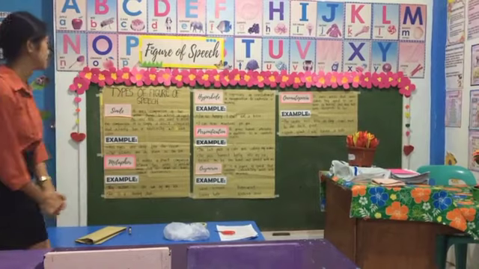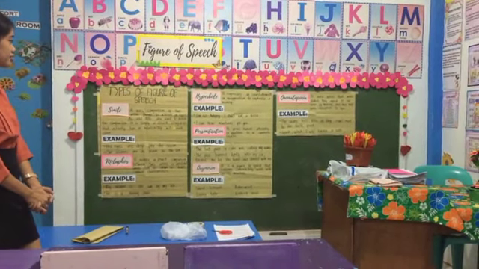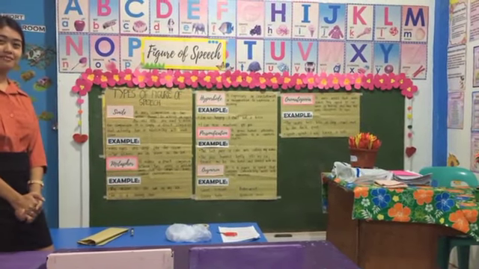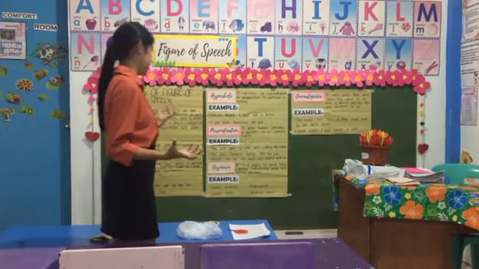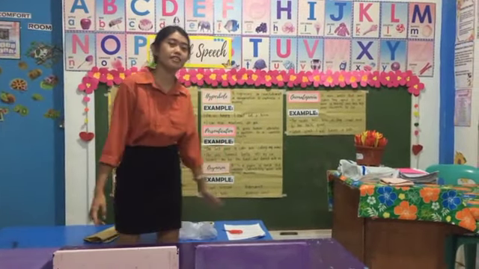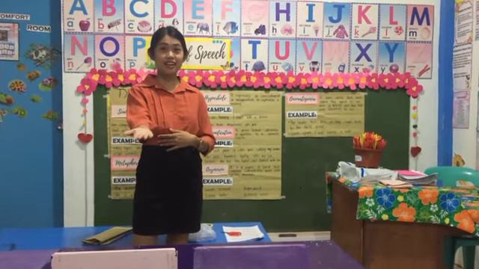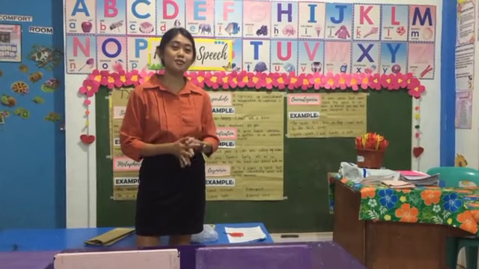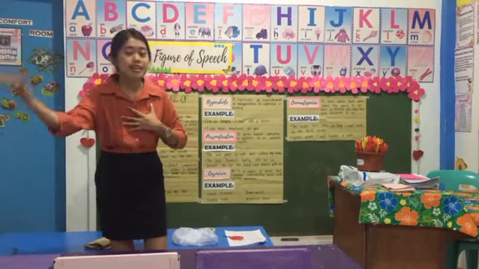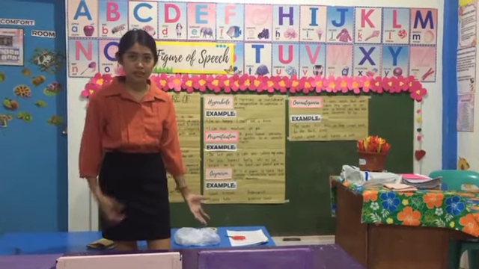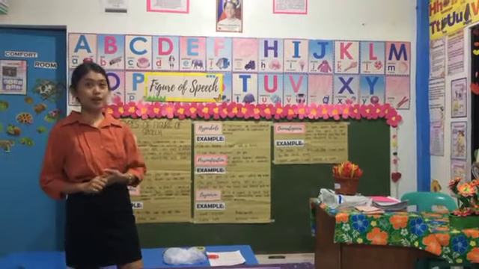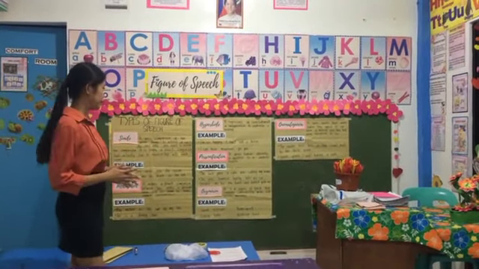Okay, next. I can move mountains for you. Wow, what a statement, huh? What a loving statement. So it implies that when a person says that to you, he's trying to imply that he can do anything for you. Okay. Alright, so let's proceed to personification.